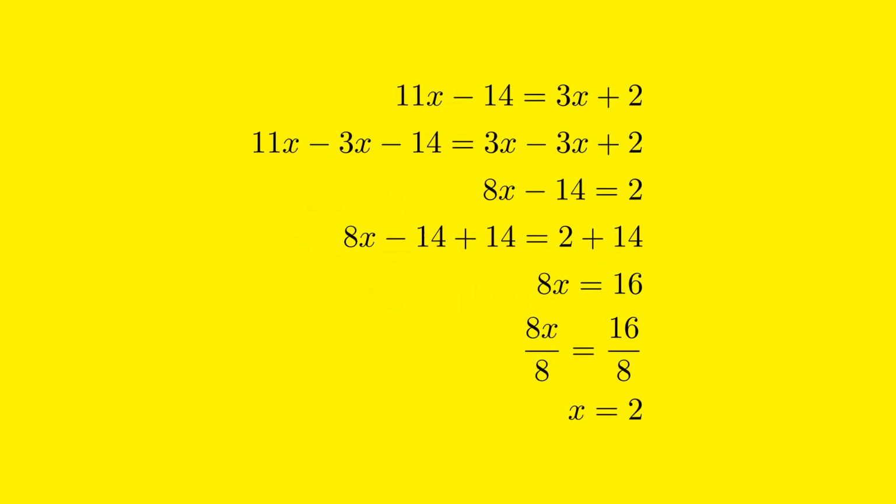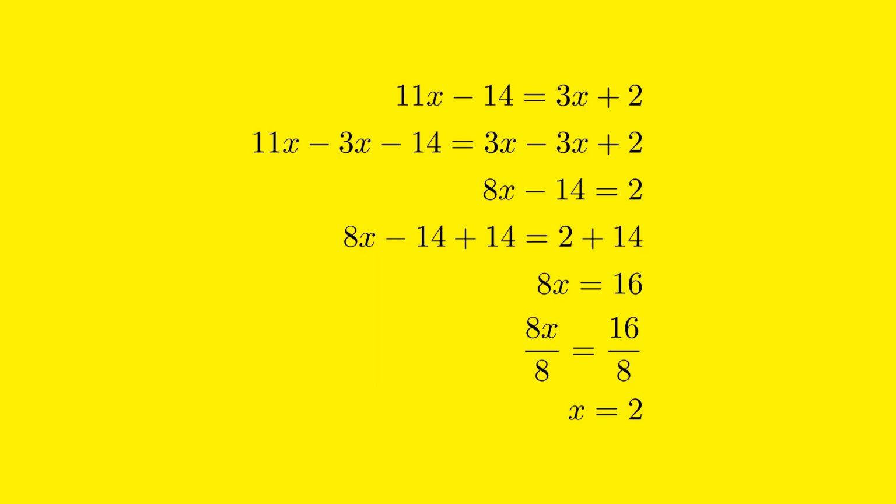Step 3 involves isolating the variable x on one side of the equation. We start with the simplified equation from step 2. 11x minus 14 equals 3x plus 2. First, we need to get all the x terms on one side. To do this, subtract 3x from both sides of the equation. So, 11x minus 3x minus 14 equals 3x minus 3x plus 2. This simplifies to 8x minus 14 equals 2.